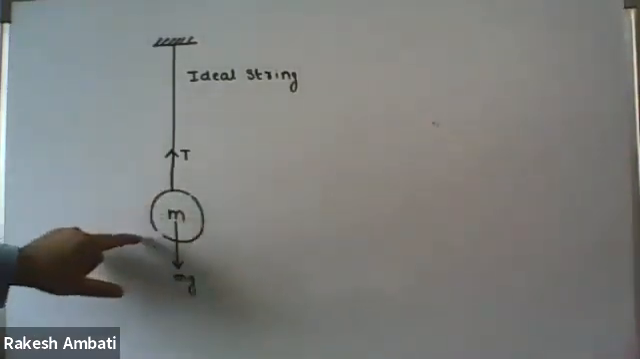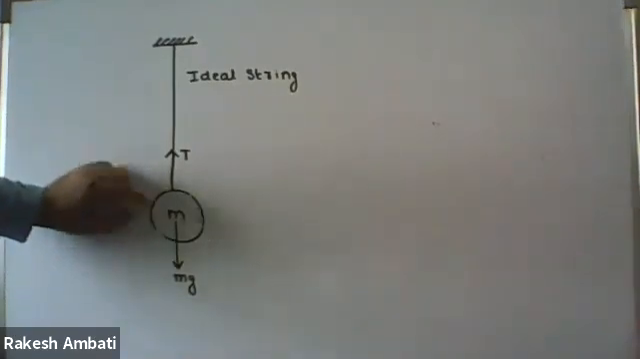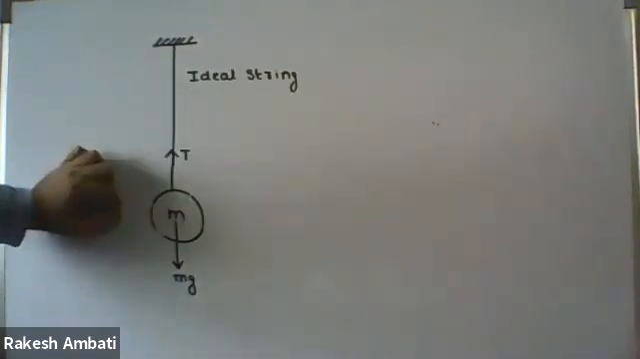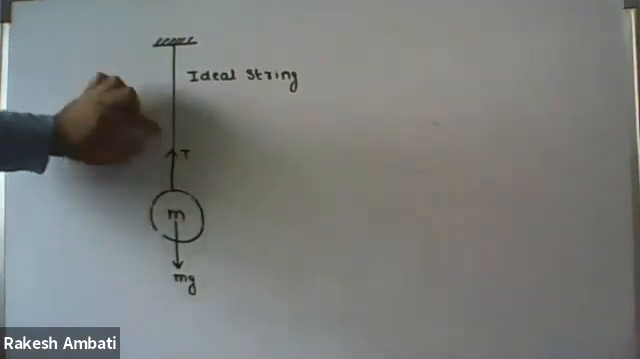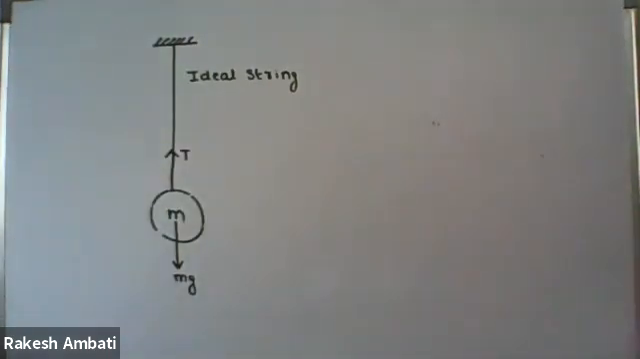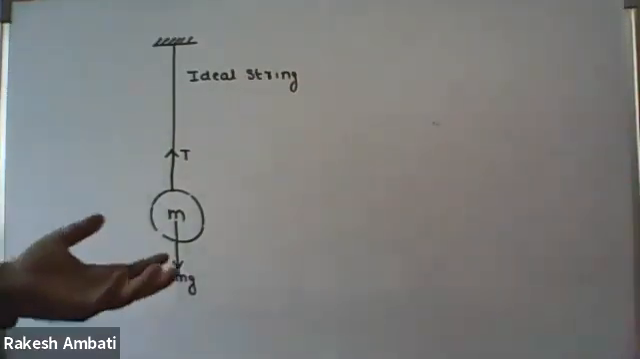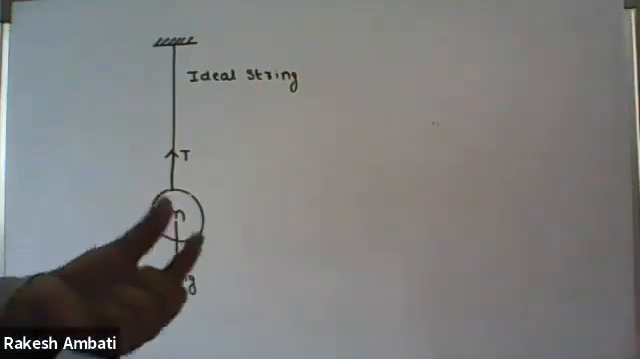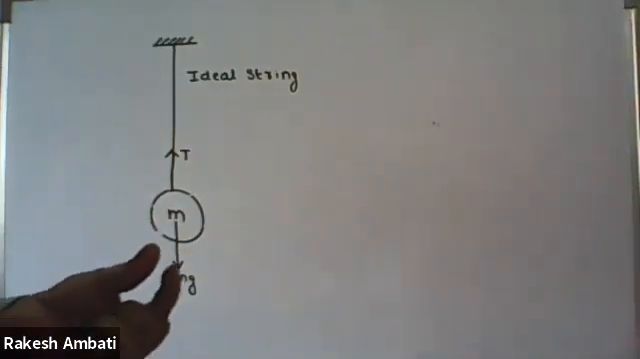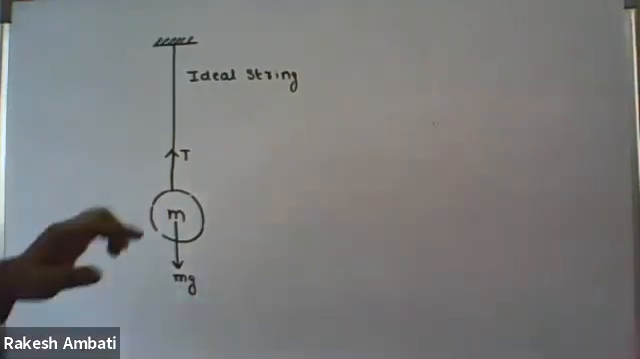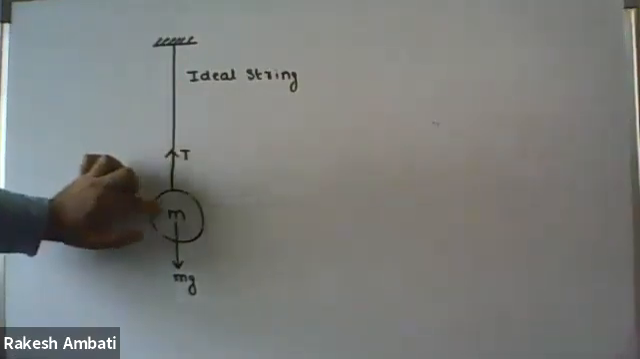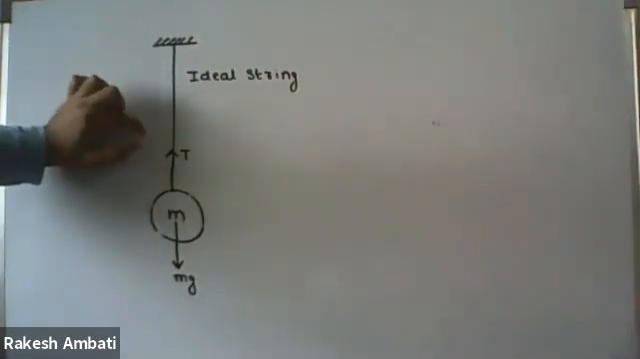So if this is the object, what is the direction of tension force? Towards the object or away from the object? Away. Away from the object along the string. Got it? So that's why, to keep the length of the string constant, we have to take the direction of tension force away from the object along the string.